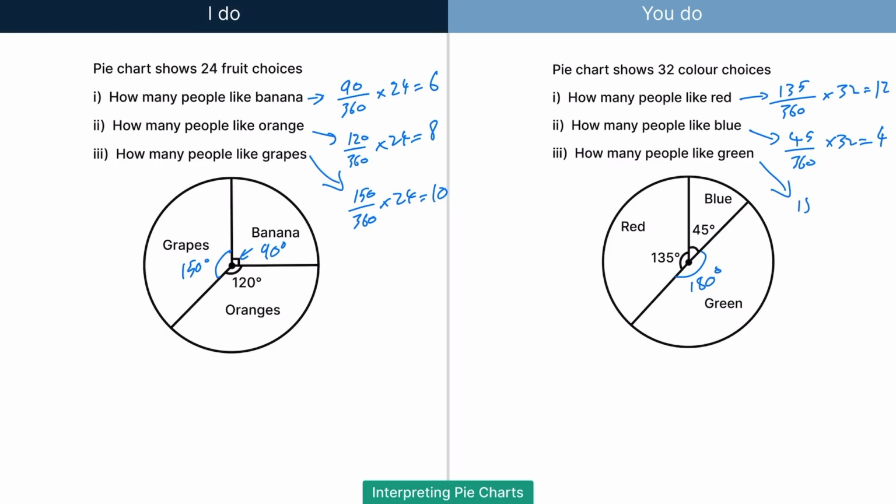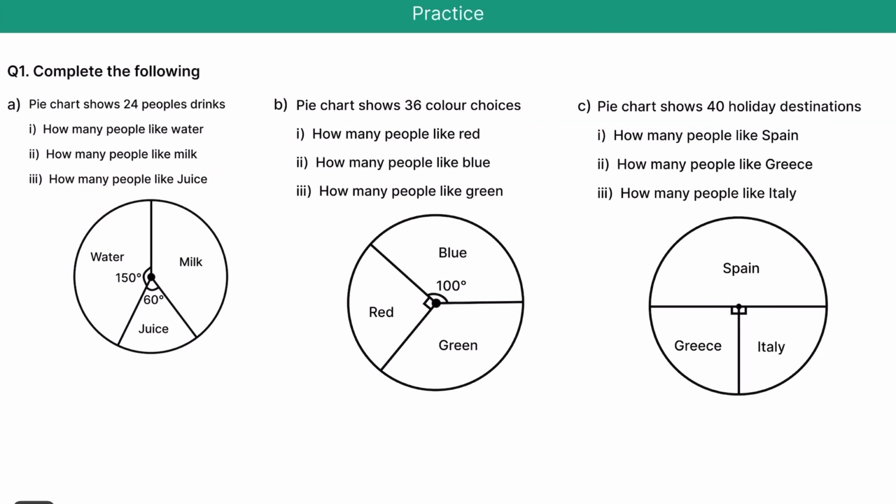So that means this is going to be, as a fraction, green is 180 out of 360. Times that by 32, which gives you 16. Again, you can add this up to make sure you get the same answers. If you add 16, 4, and 12 for all the colors, you end up with 32. So here's some practice questions. Press pause and have a go. Here are the answers. Mark your work.